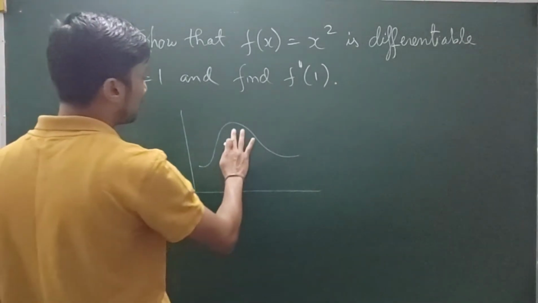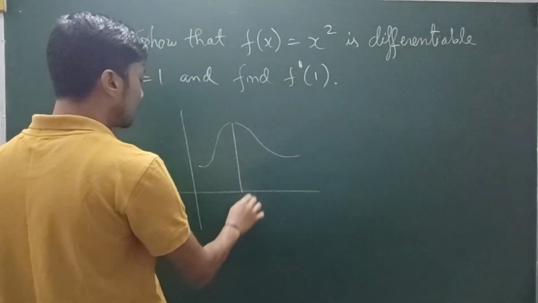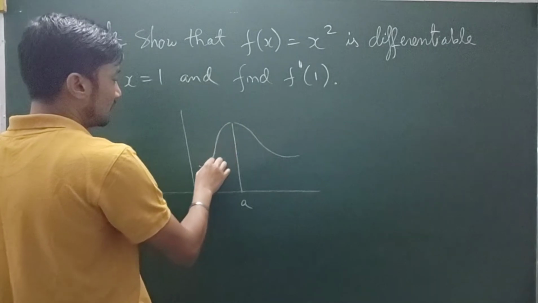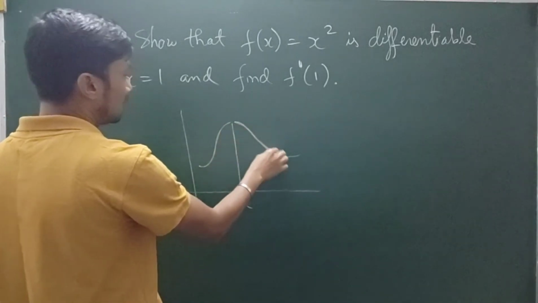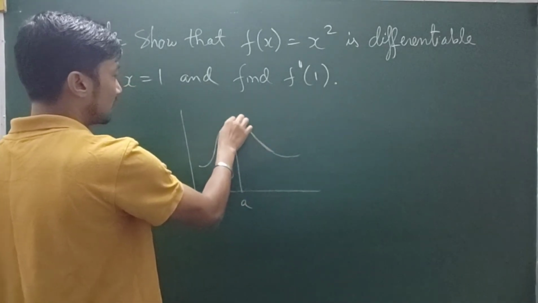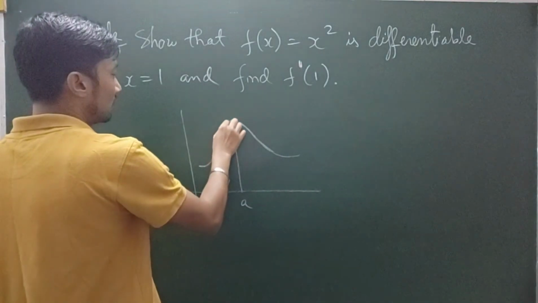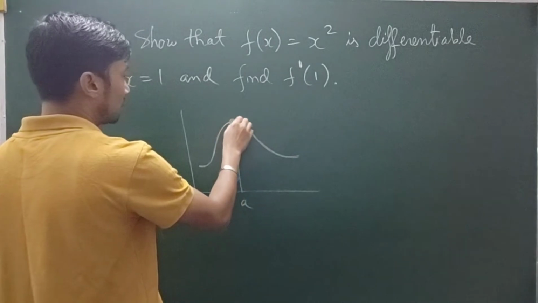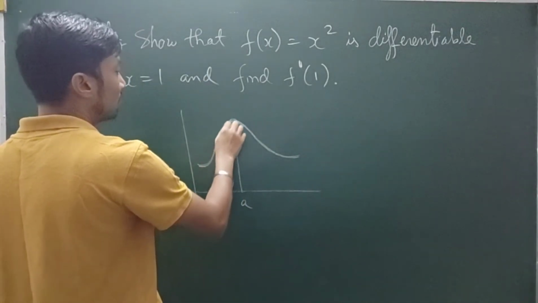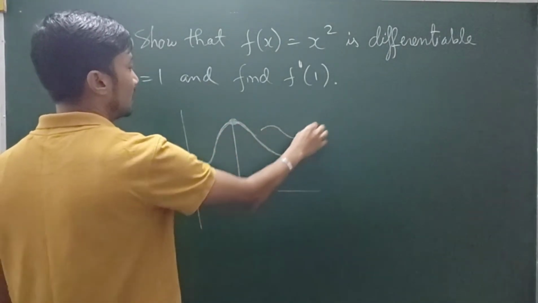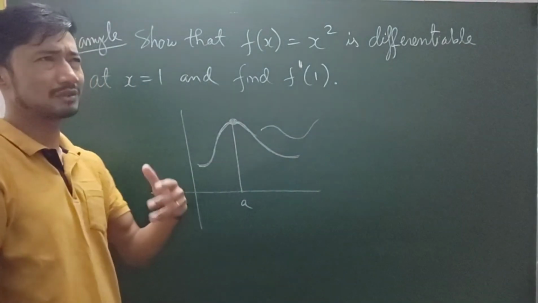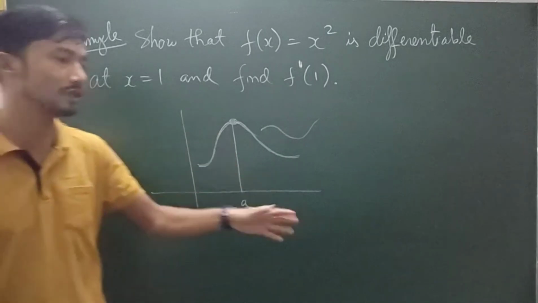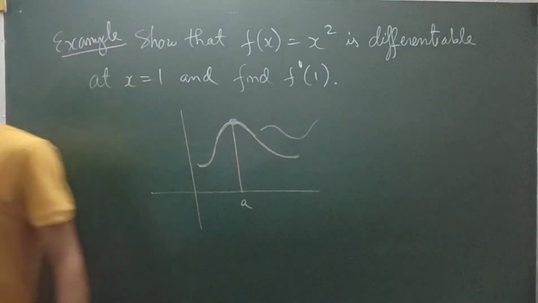And if you have to check at the point a, then the concept was that the left-hand limit should be equal to the right-hand limit, should be equal to the value of the function at that point. If all the values converge to one particular point, then there is no break, then definitely the curve is continuous. That was the concept of continuity, continuous curves, no breaks, right?